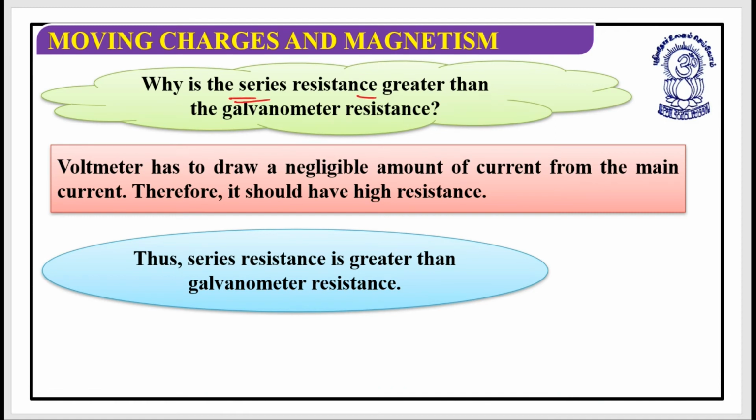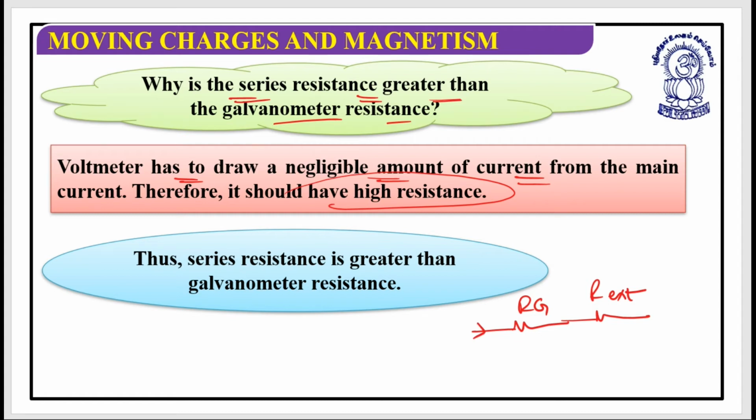First, why is the series resistance greater than the galvanometer resistance? Why do we choose this? Because a voltmeter has to draw a negligible amount of current from the main current, therefore it should have a higher resistance. Look at this situation: this is Rg and this is the R external that has been connected to make this a voltmeter.